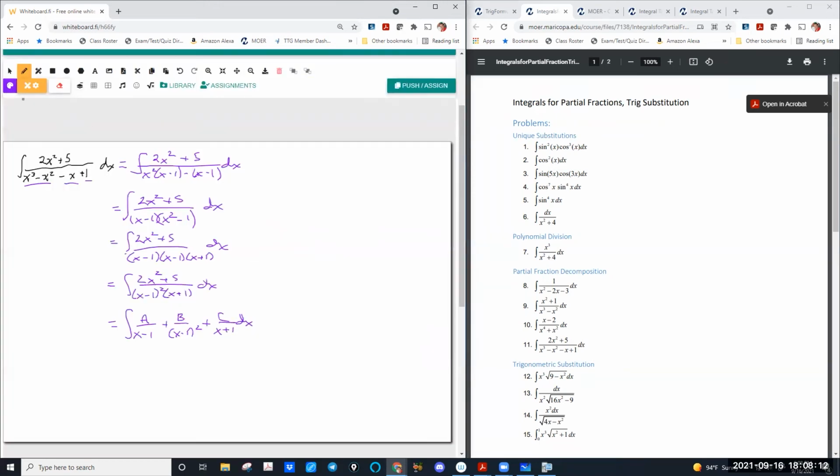So just like I've been doing before, let's change the color for consistency. A needs to be multiplied by, well, this is our common denominator. It needs an x minus 1 and it needs an x plus 1. B already has the (x minus 1) squared, which is great. It just needs the x plus 1. And C needs the quantity (x minus 1) squared. And this needs to be equal to the original numerator, 2x squared plus 5.